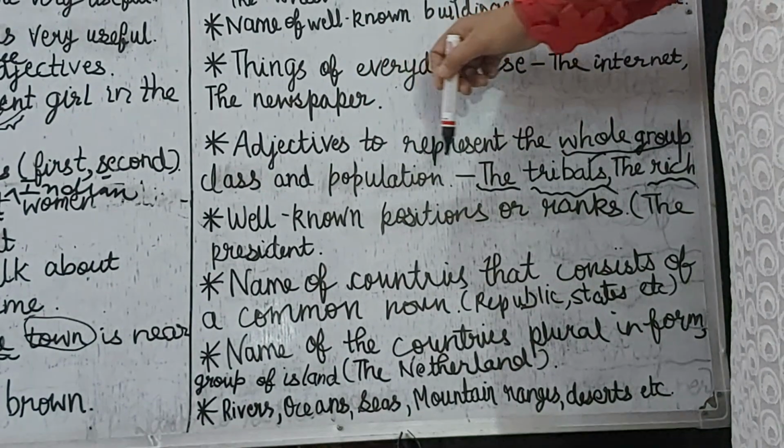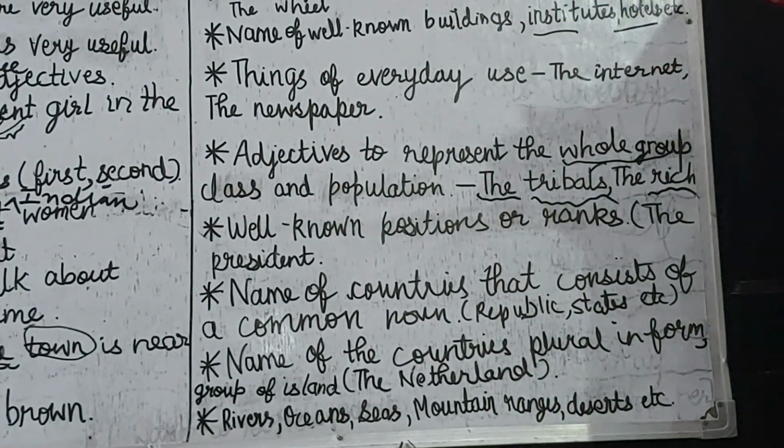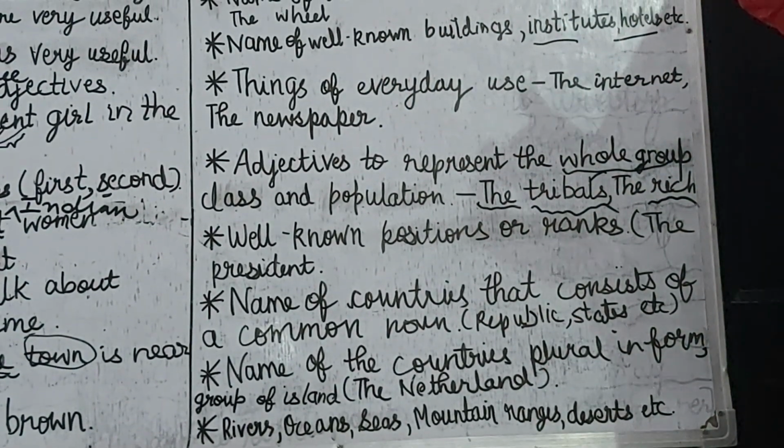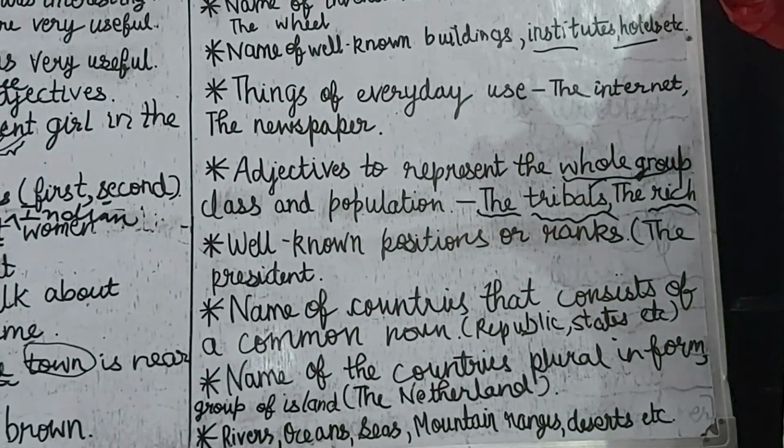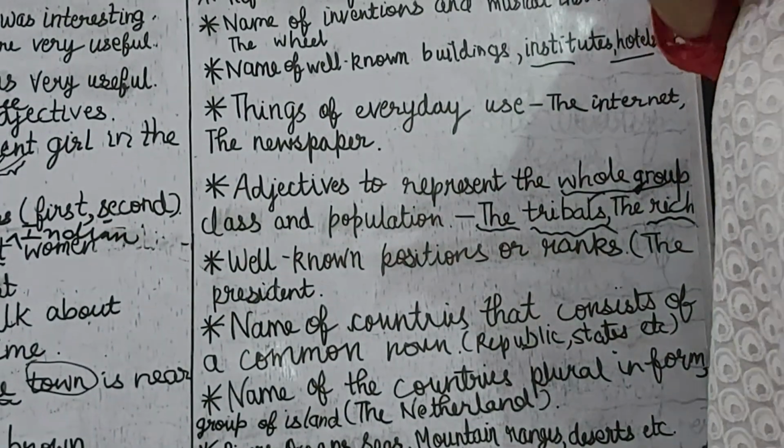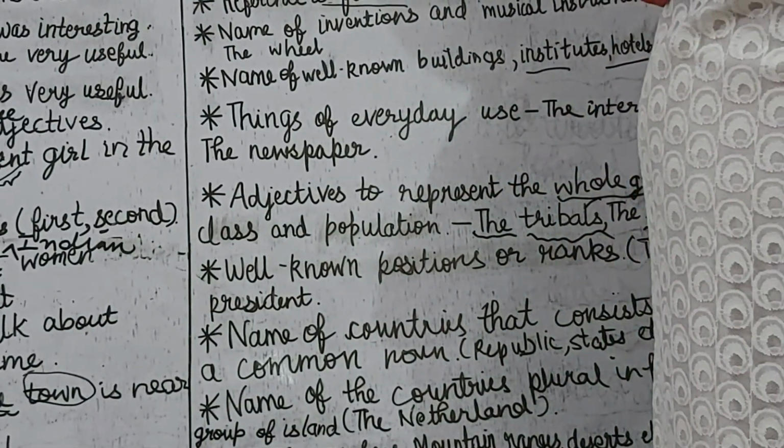Next is well-known positions or ranks, like the Prime Minister, the President. With well-known positions and with well-known ranks also we use the definite article.